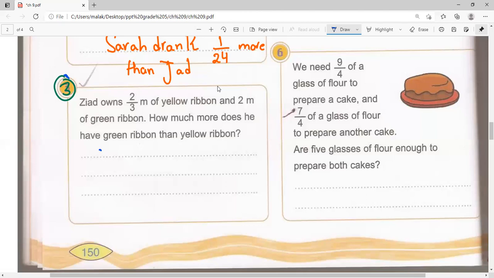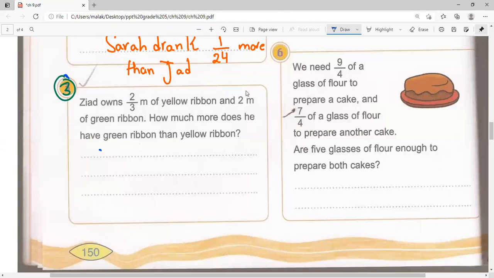When we are comparing between two different things, how will we find the difference between the yellow and the green ribbon? What should I do? We should subtract them. Excellent. So we have to subtract both. Which one is bigger, Muhammad Aljawi? 2 out of 3, or 2?